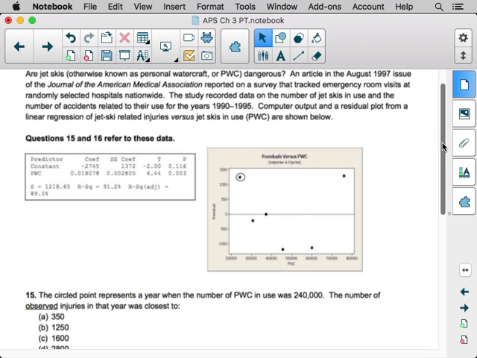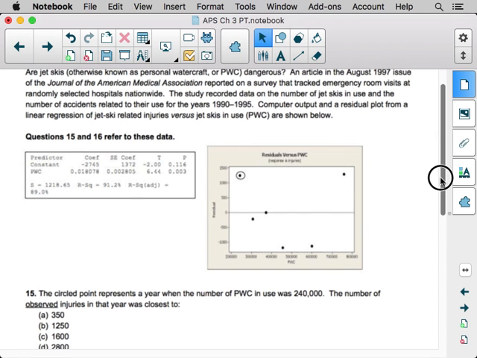Are jet skis, otherwise known as personal watercraft or PWC, dangerous? An article in the August 1997 issue of the Journal of the American Medical Association reported on a survey that tracked emergency room visits at randomly selected hospitals nationwide. The study recorded data on the number of jet skis in use and the number of accidents related to their use for the years 1990 to 1995. Computer output and a residual plot from a linear regression of jet ski related injuries versus jet skis in the PWC are shown below. Oh my gosh, that's a lot of talking.